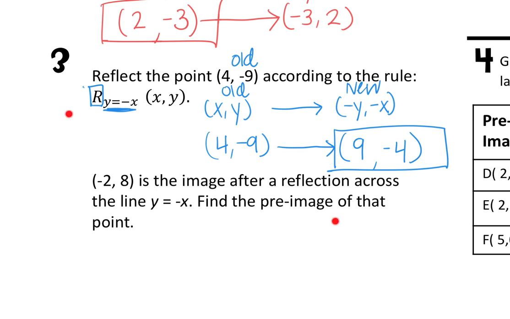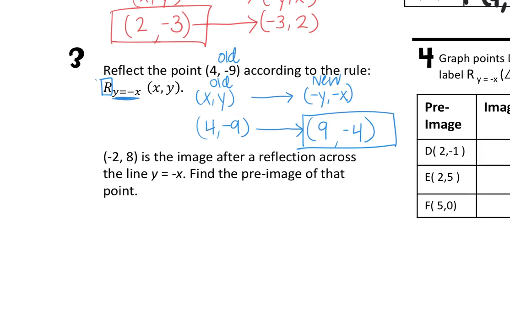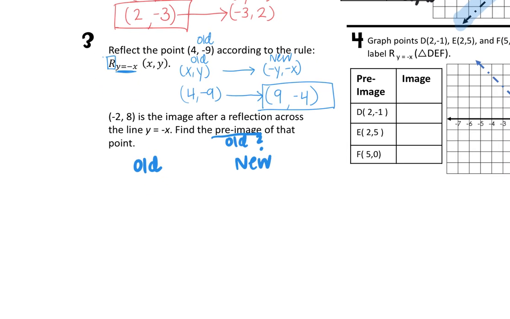Vamos a practicarlo otra vez con el ejemplo que hay ahí abajito. -2, 8 is the image after reflection across the line y equals -x. Find the pre-image. So we're looking for the old point. Okay, what is the old point? That's what they want, okay? Now, originally, they're giving us the old point, and then we're looking for the new point. We're doing something in the reverse, okay? Like we have been doing. So they're giving us the new point, okay? And we're looking for the old point.